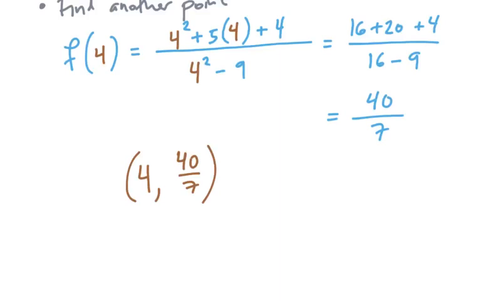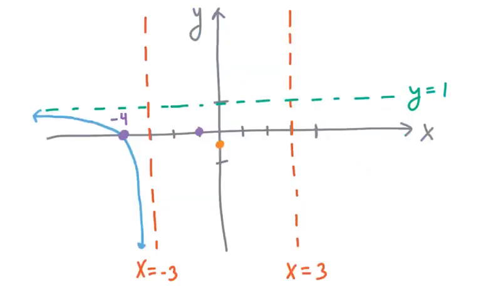So 40 over 7 may be a little hard to think about graphically. Feel free to punch that in to get a rough decimal. So that would be about 5.7. So let's plot that point. When x is 4, the y value is about 5.7. 3, 4, 5, 6. So we're somewhere way up here for that point. That helps me know without much doubt at all that that piece of the function will appear above the horizontal asymptote. So this is definitely a sketch. It's far from perfect, but I'm going to have a piece coming in kind of like this.